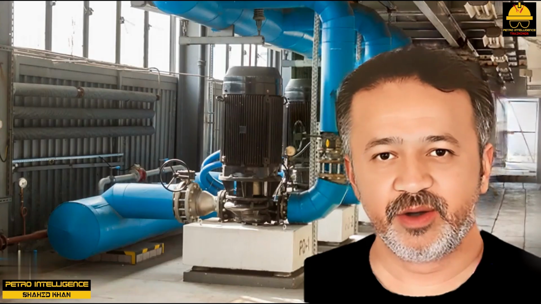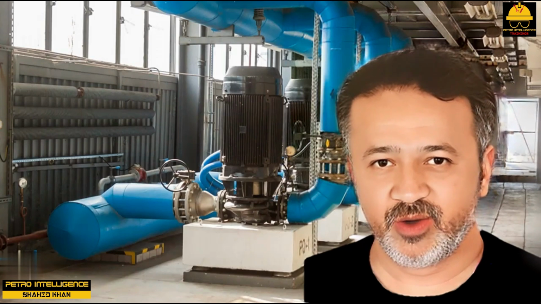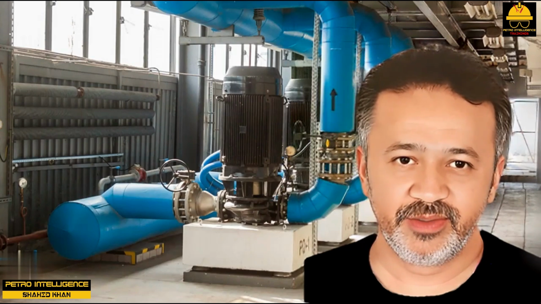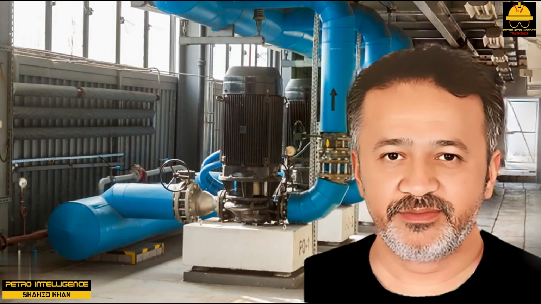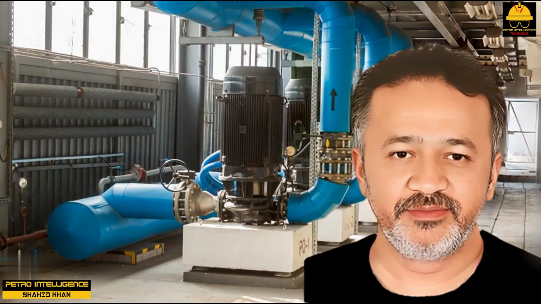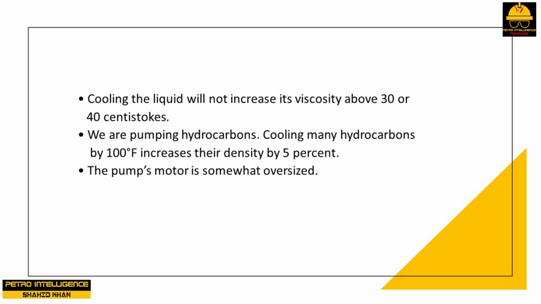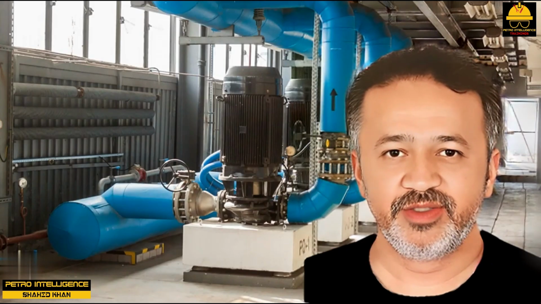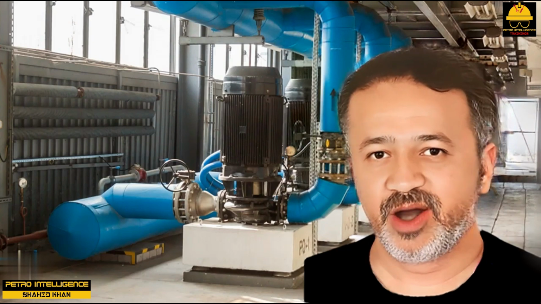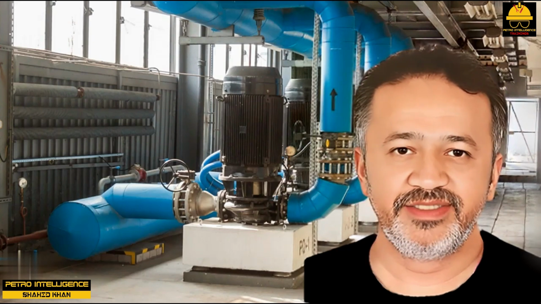Effect of temperature on pump capacity. If we wish to increase the capacity of a centrifugal pump, should we make the liquid hotter or colder? Let's make a few assumptions. Cooling the liquid will not increase its viscosity above 30 or 40 centistokes. We are pumping hydrocarbons. Cooling many hydrocarbons by 100 degrees Fahrenheit increases their density by 5%. The pump's motor is somewhat oversized. On this basis, cooling the liquid by 100 degrees Fahrenheit will raise the pump's discharge pressure by 5%.